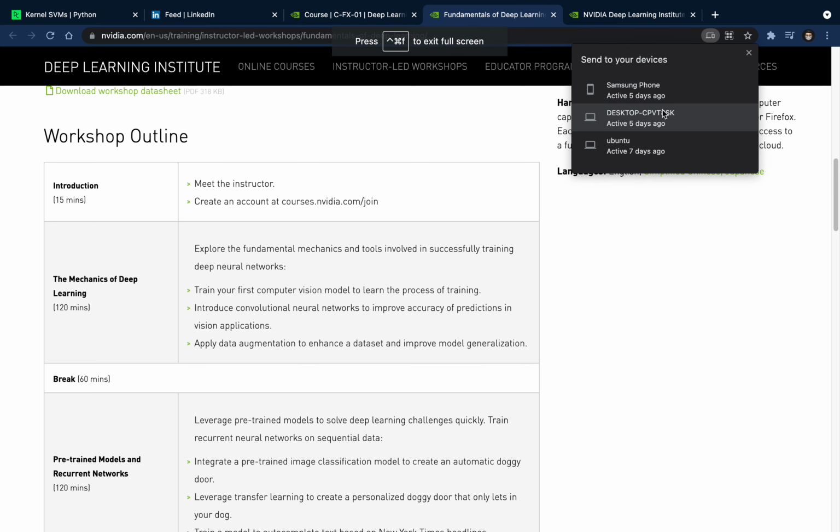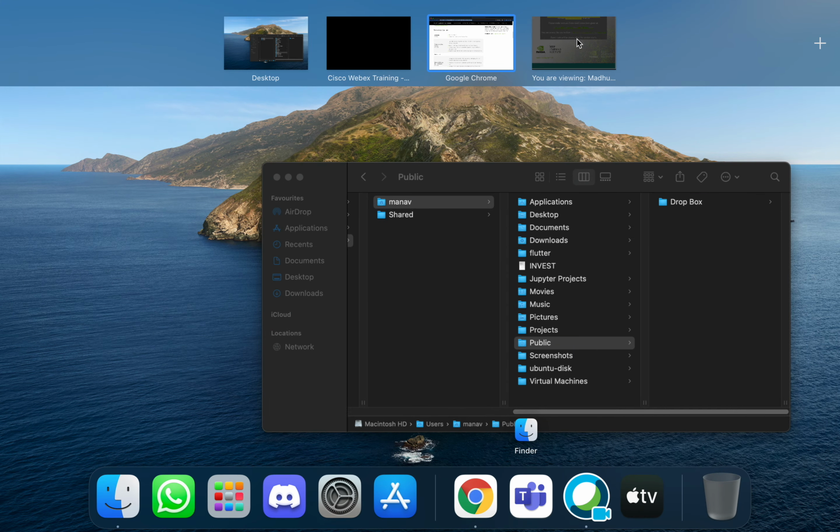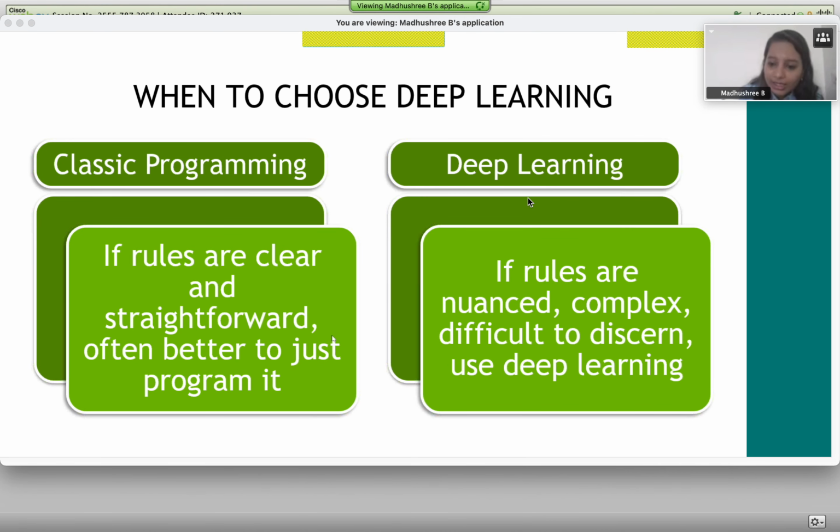If the rules are not clear, if the rules are nuanced, if you want to find the nuances in the rules which are specific to a data, and it is easier for us humans to do it but machines will not be able to understand, then we go for deep learning. If the rules are very complex and difficult to discern, then use deep learning. If it is a chess program, 8x8, I can define the rules. If it is AlphaGo, it is a very complex board game, so deep learning is the way to do it. Most of the board games are driven by deep learning now.